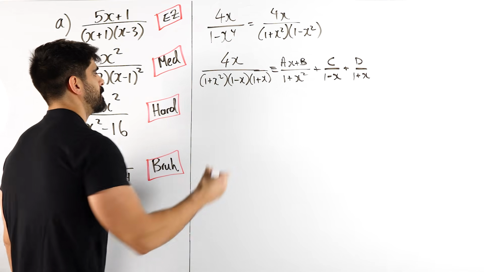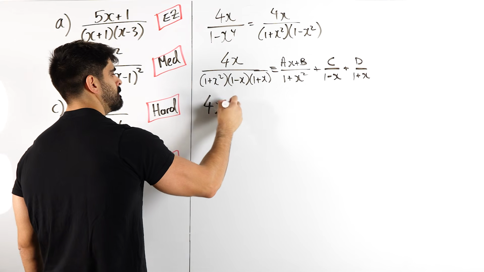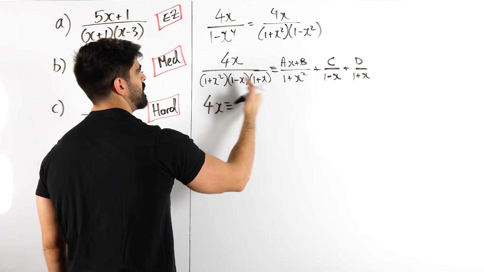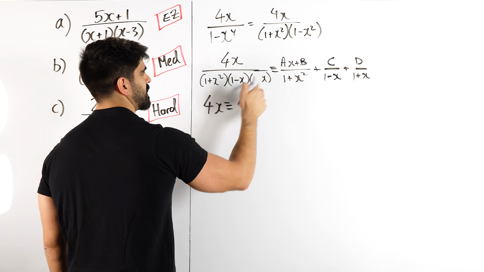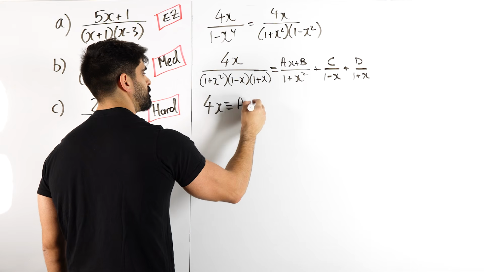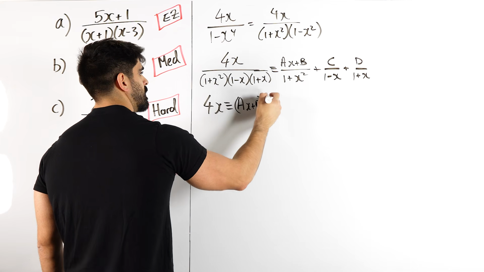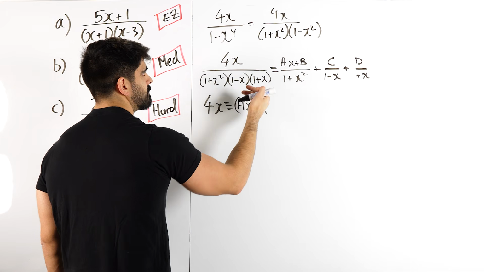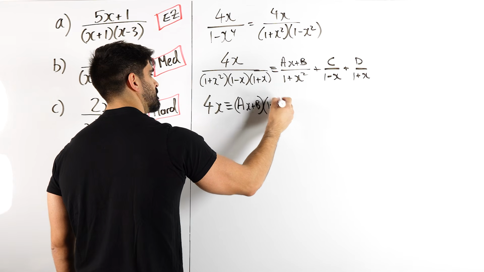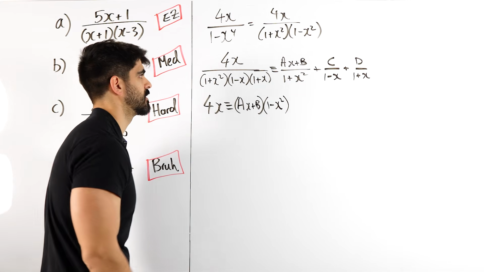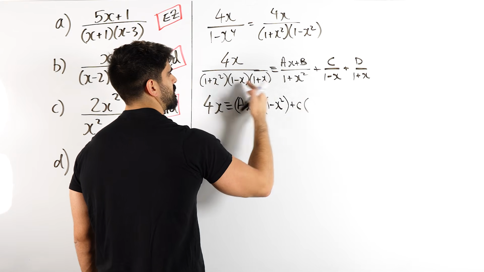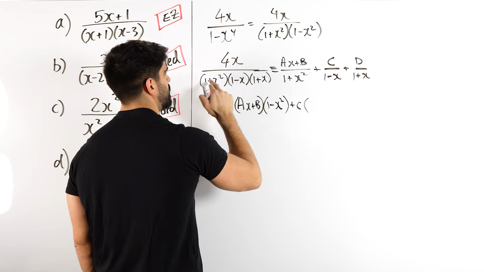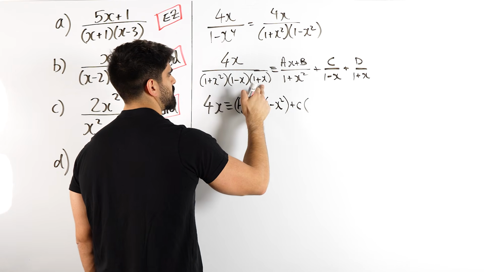Let's do our comparison of numerators now. This has this. We have to times top and bottom by 1 minus x, 1 plus x. So we get ax plus b times these two. But I'm just going to say it's 1 minus x squared. It's just going to make life easier for us. Plus c. That has 1 minus x, yeah, but it's missing 1 plus x squared and 1 plus x.